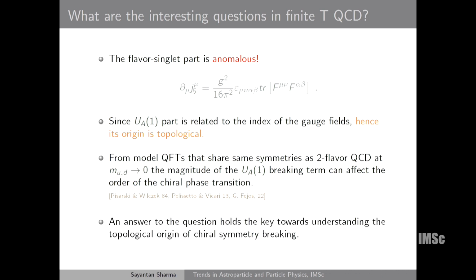And of course, if we can find an answer to the question of how UA1 restoration happens effectively, it will never be exactly restored because it is always broken due to quantum effects. I will discuss what an effective restoration means in the next slides. But if we understand the thermodynamics of this UA1 restoration, then we can also understand the topological origin of chiral symmetry breaking, because ultimately we want to understand why these mechanisms happen from a very fundamental perspective.